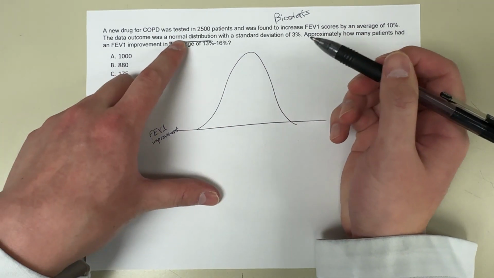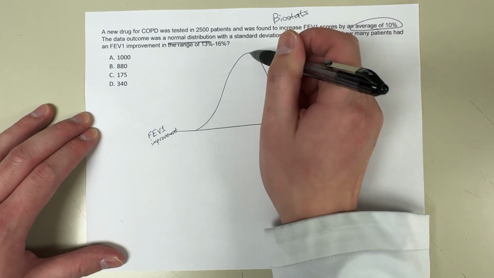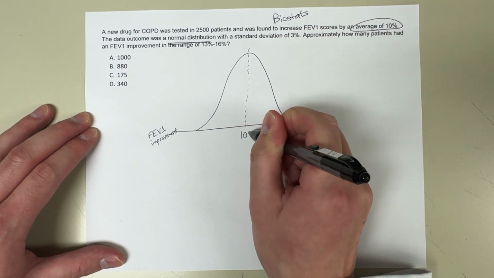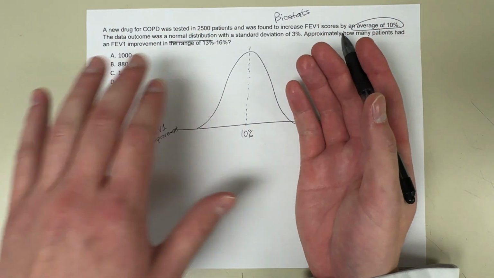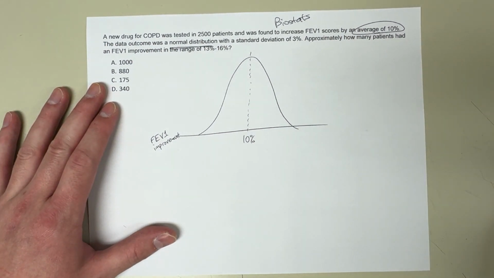And then in the question, they tell us in this normal distribution that the average is 10%. So if I draw a line straight down here in the center, this is 10%. And you know this normal distribution is symmetric, so everything on the left side is equal to the same thing on the right side in terms of the percent of the data.